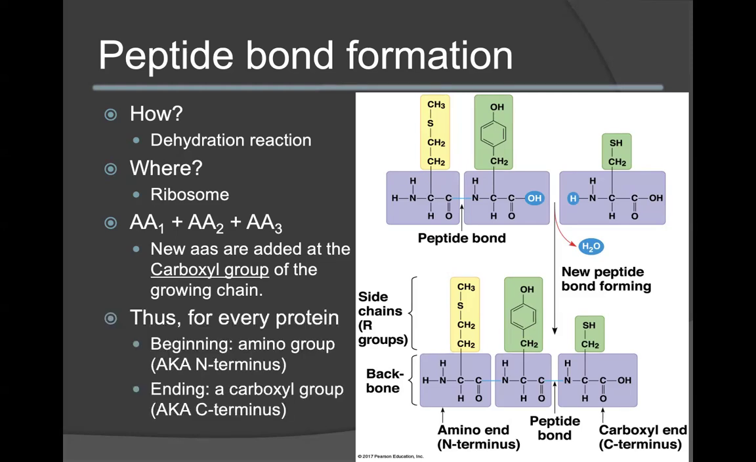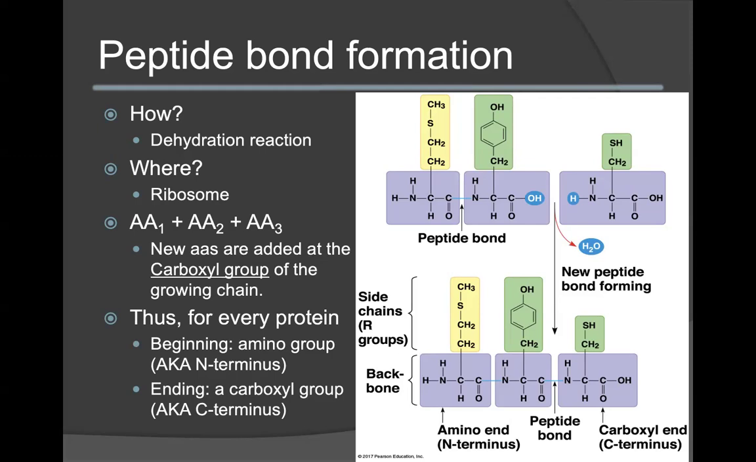That means that for every single protein produced, we have a beginning and we also have an end. At the beginning of the amino acid chain, you would have the amino group being exposed. This refers to the N-terminus of the polypeptide chain. As the polypeptide chain grows, the carboxyl group would then be exposed, and when you are finished your polypeptide chain, that last amino acid would have the free end being the C-terminus.